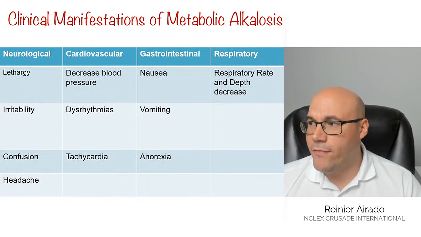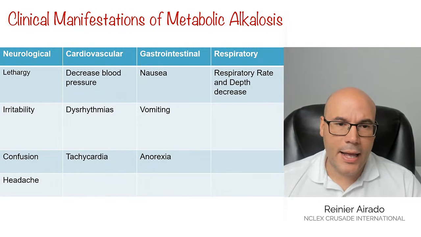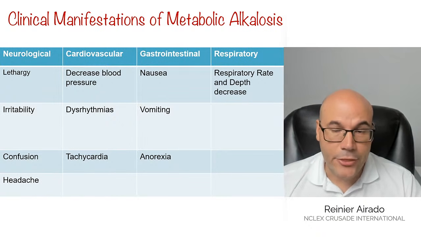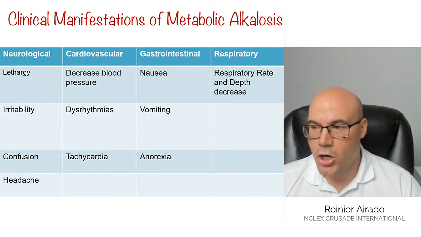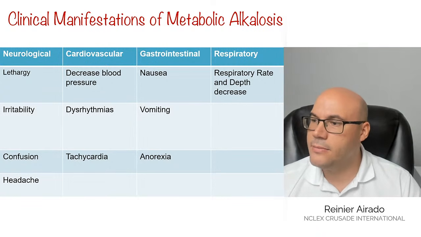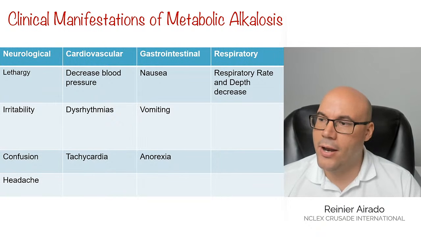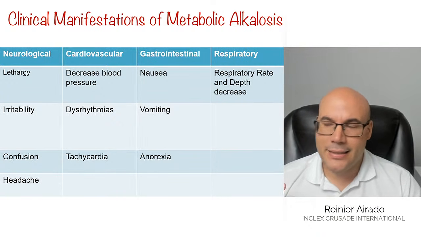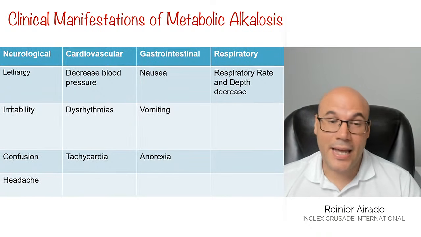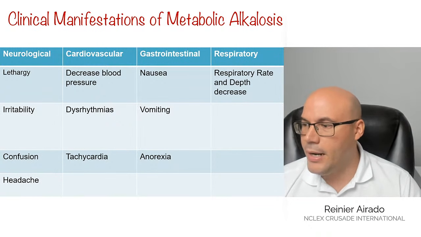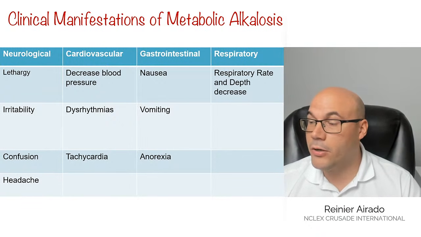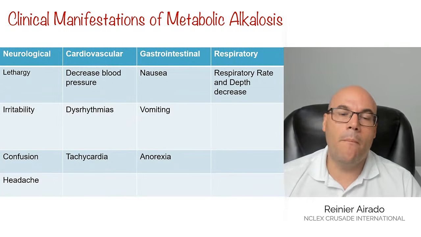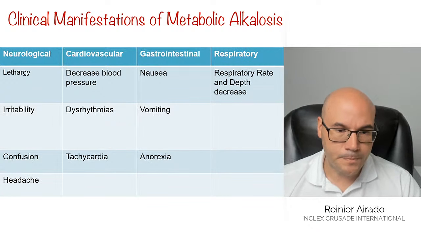What are some clinical manifestations of metabolic alkalosis? At the neurological level, we can see lethargy, irritability, confusion, headaches. At the cardiovascular level, we can see a decrease in blood pressure, hypotension, dysrhythmias, tachycardia. Gastrointestinal, we can see nausea, vomiting, anorexia, and respiratory. We also have to watch for the respiratory rate as a compensatory mechanism.